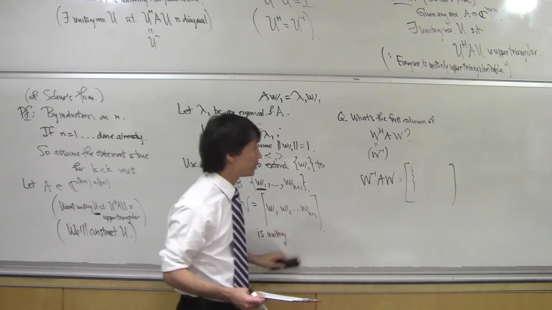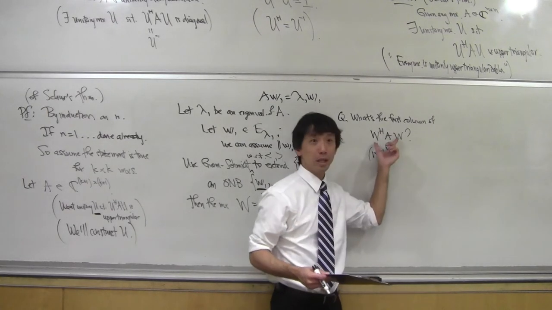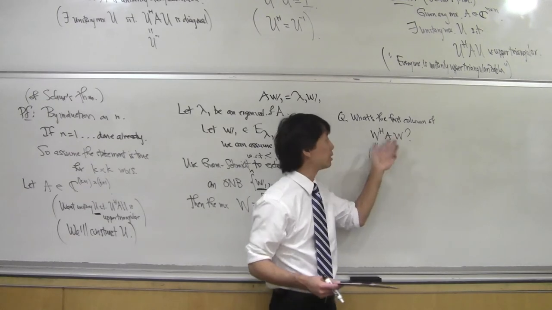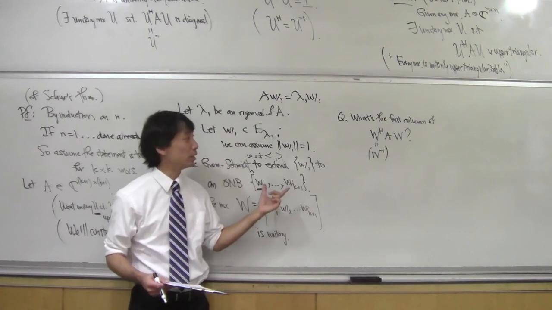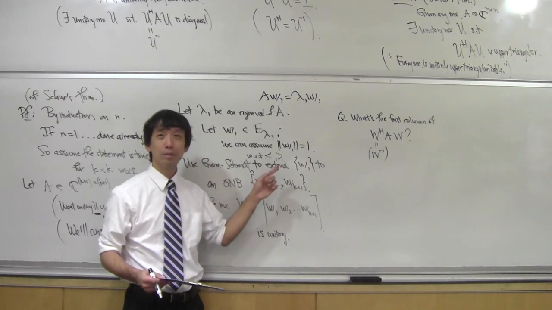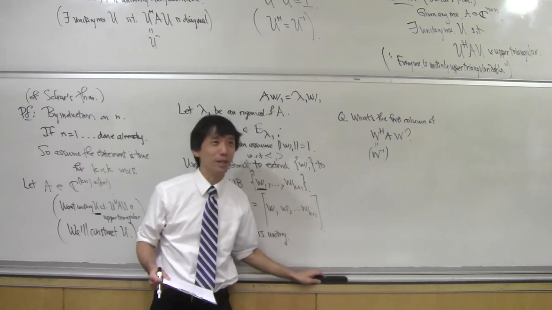So let me try and remind you what's going on. This is going to be the matrix representation of A with respect to the W basis. The matrix representation of A with respect to the W basis. So, okay, talk to each other for half a minute and then.